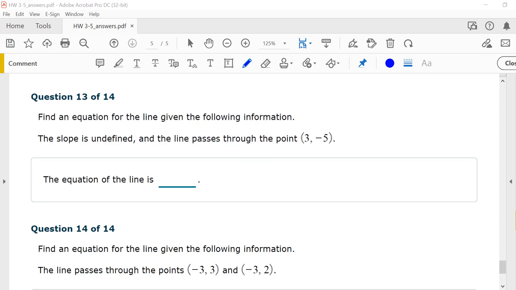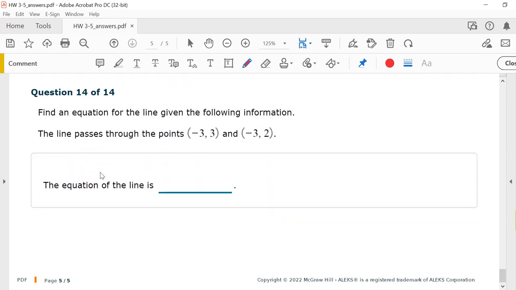Find an equation where the slope is undefined, that's a vertical line, and it has to pass through the point 3, negative 5. So here's 3, negative 5. The point is right here, and it has to have an undefined slope, so that means it has to be a vertical line. Vertical lines are defined by x equals a number, and the x value always has to be 3 for that line. So the equation of that line is x equals 3.